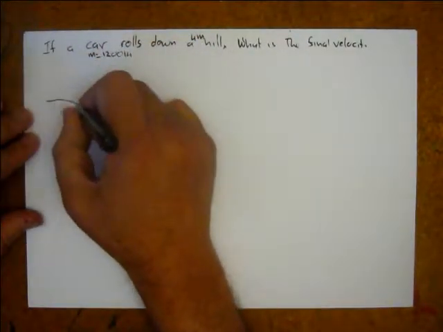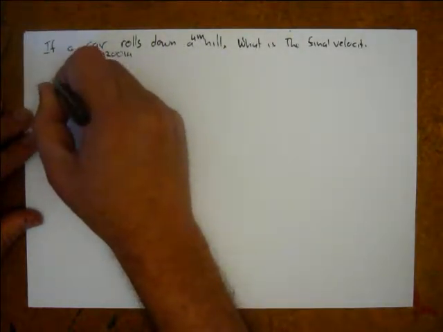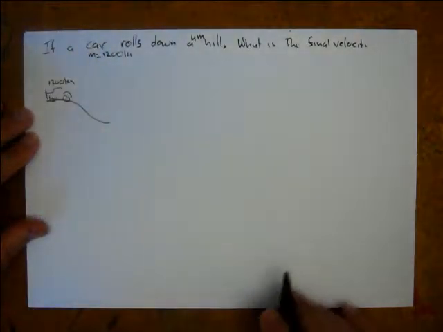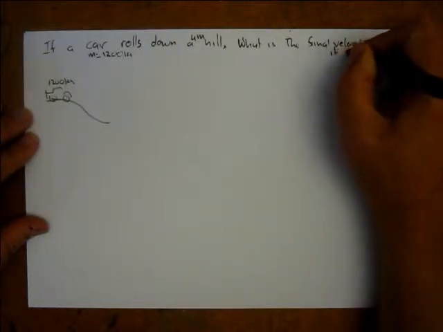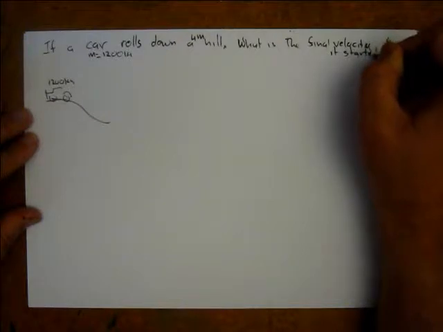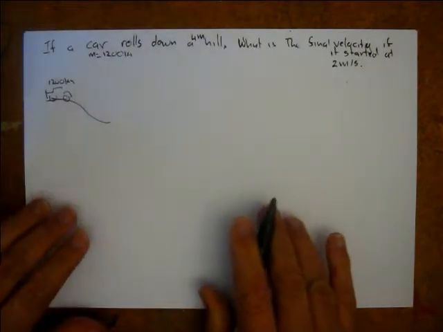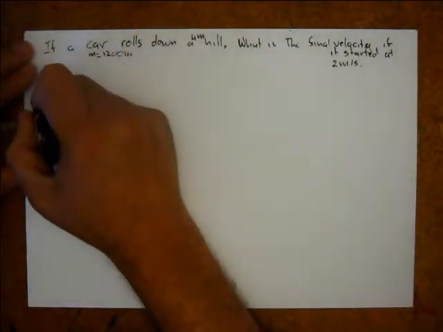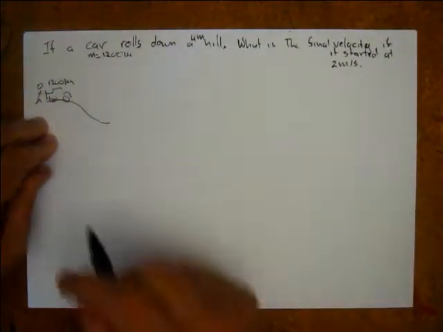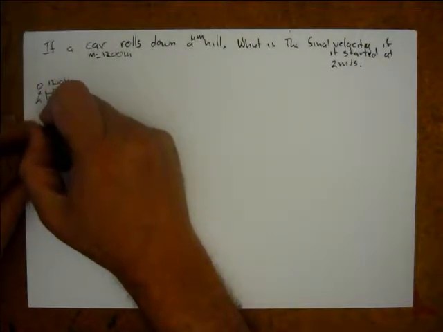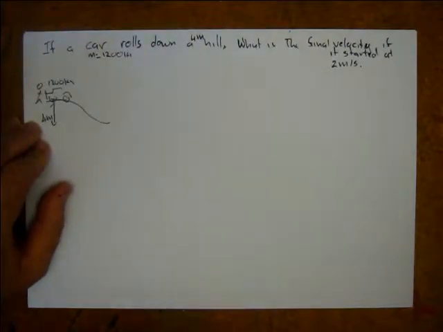So if we draw a picture, we have a hill, we have a car, weighs 1200 kg. Okay, what is its final velocity if it started at 2 meters per second? Okay, so let's make this a little harder. So we've got a couple of people, they give the car a push, or either going to like jump start it or something like this. They got the car up to 2 meters per second and then it goes down a 4 meter tall hill. So what we have to do is conservation of energy.